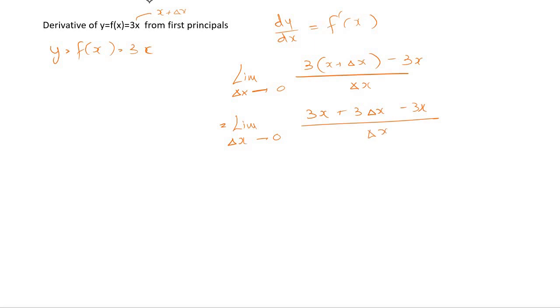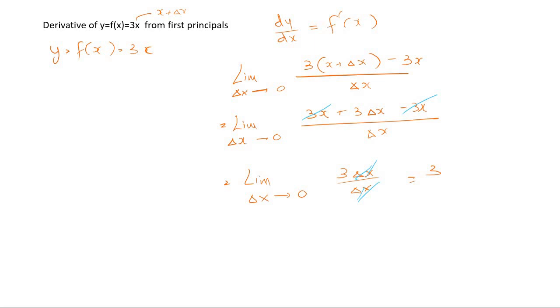So we have expanded this function, and we see that these values cancel off. We have the limit as delta x tends to 0 of 3 delta x over delta x, and we can cancel these off as well. They are common factors. So the answer would be 3.